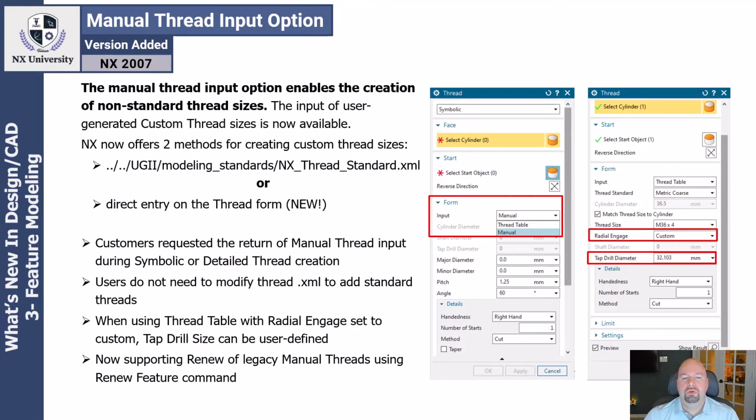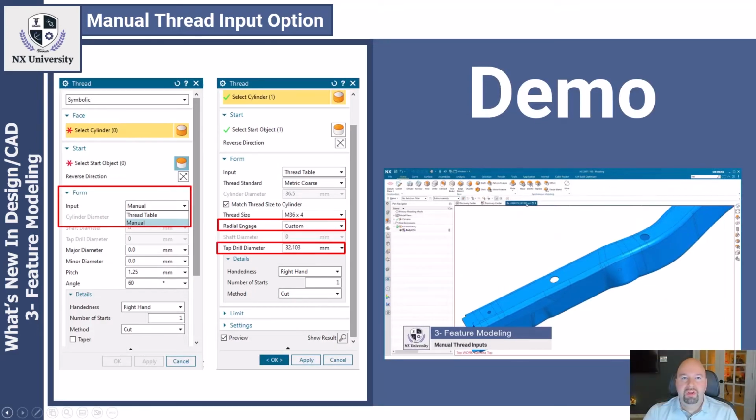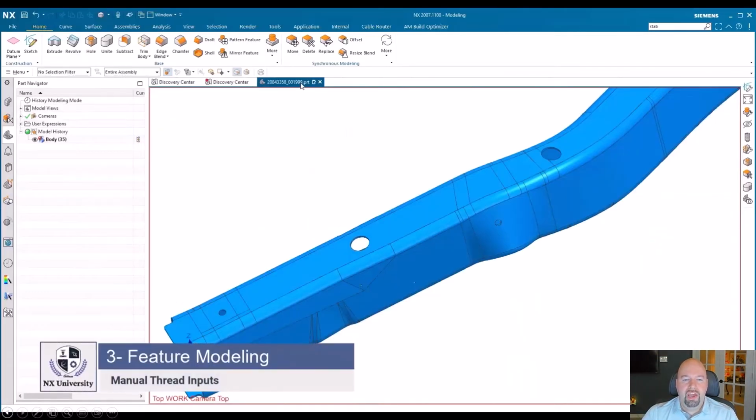This is also now supporting renew of legacy manual threads using the renew feature command as well. All right, jumping into a demo here. We'll take a look at adding some manual threads to our hole features.